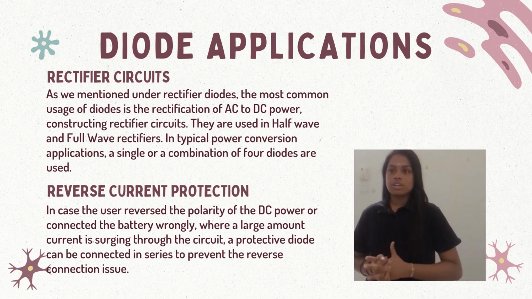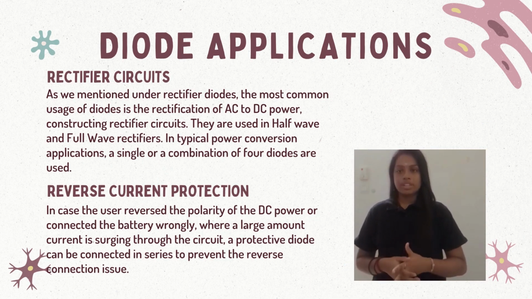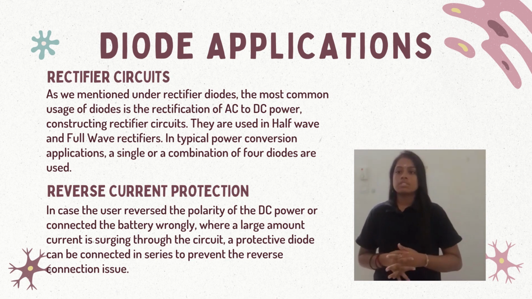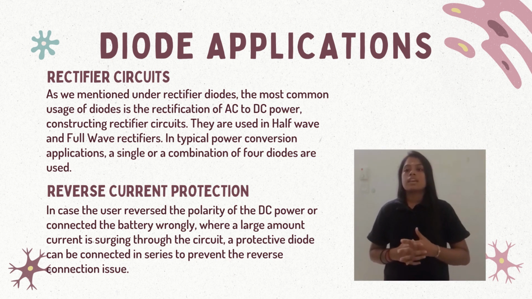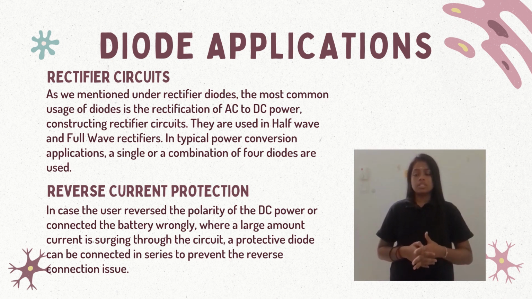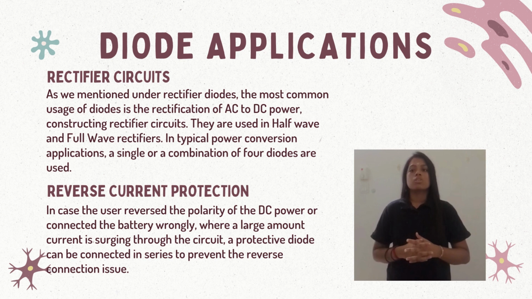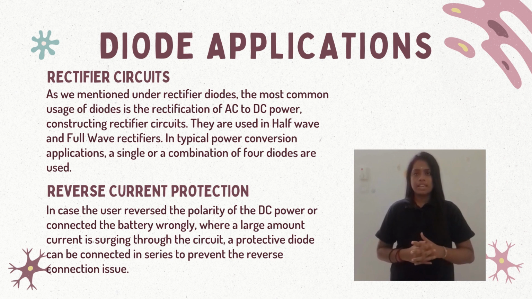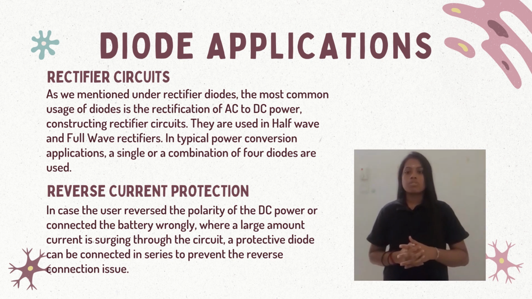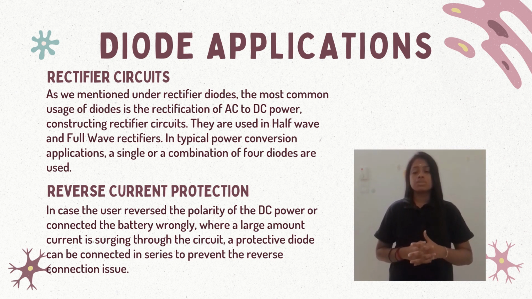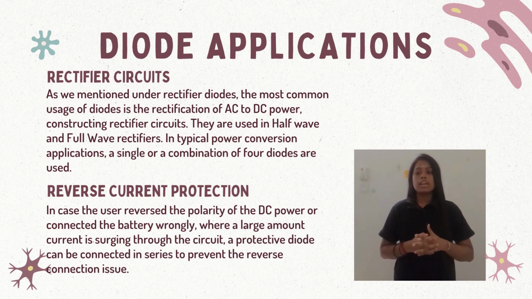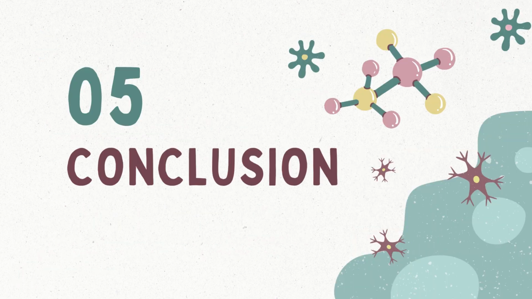Diode applications: rectifier circuits. As we mentioned under rectifier diodes, the most common usage of diodes is the rectification of AC to DC power. In constructing rectifier circuits, they are used in half-wave and full-wave rectifiers. In typical power conversion applications, a single diode or a combination of 4 diodes is used. For reverse current protection, in case the user reverses the polarity of the DC power or connects the battery wrongly, where a large amount of current is surging through the circuit, a protective diode can be connected in series to prevent the reverse connection issue.